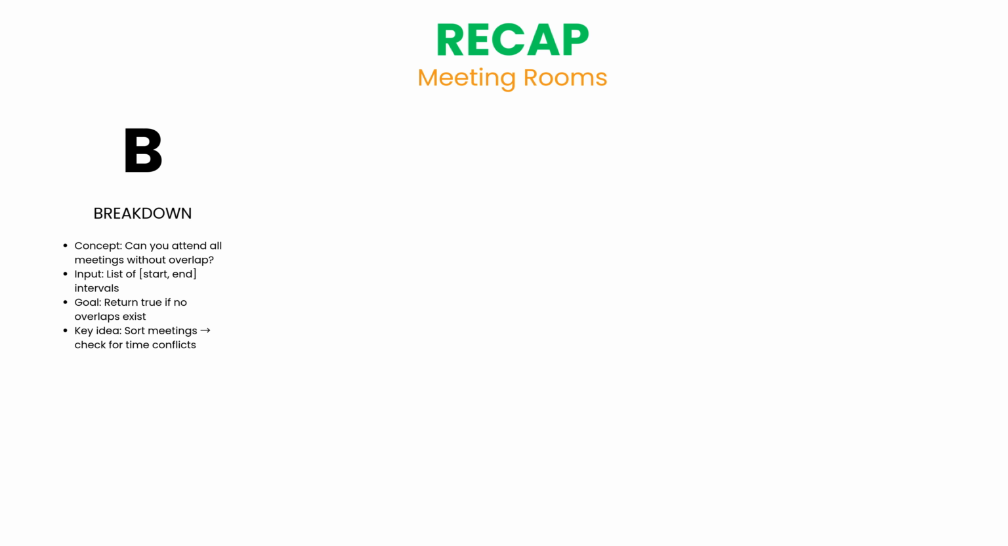Breakdown recap. We're given a list of meeting intervals, each with a start and end time, and we need to determine if a person can attend all meetings without any overlaps. If any two meetings overlap, the answer is false, otherwise, true.